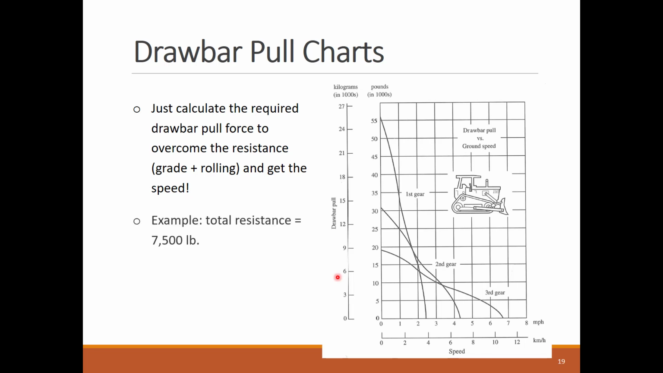For example, let's assume we calculate the total resistance to be 7,500 pounds. We enter the chart from the left with the drawbar pull equaling 7,500 pounds and draw a horizontal line to the right to intersect with the gear power speed curves. It will probably intersect with multiple gear curves, like here we intersect with all the gear curves. For this case, select the gear with the fastest speed so we can increase the production of the dozer.